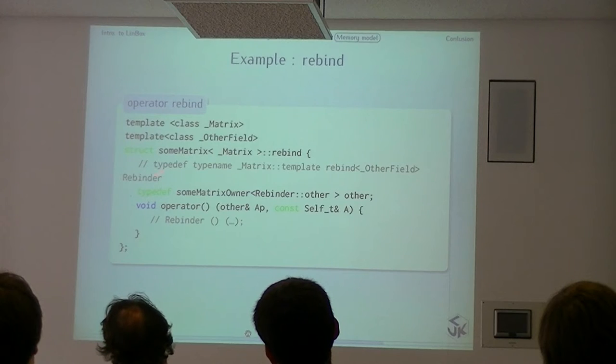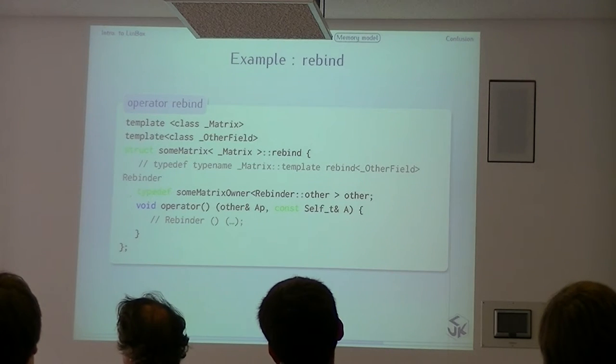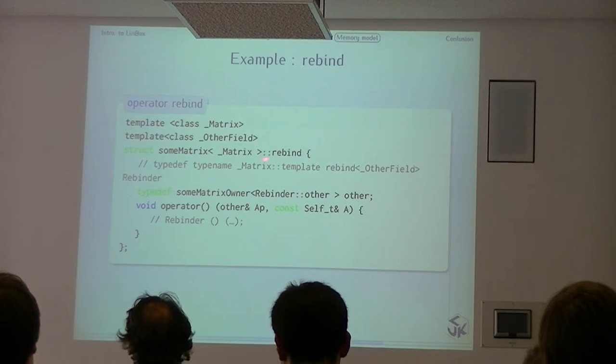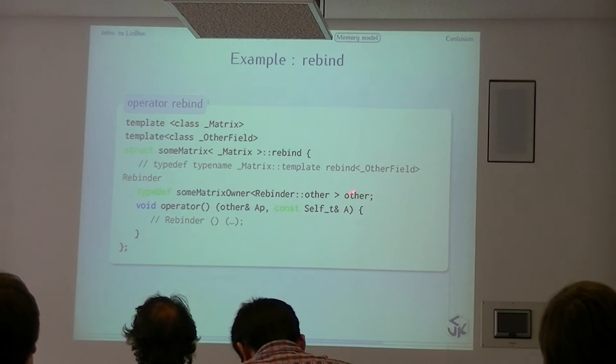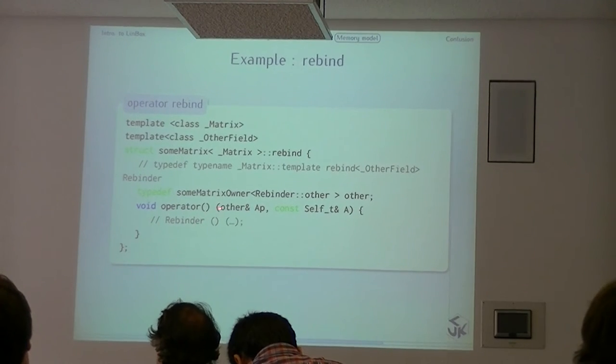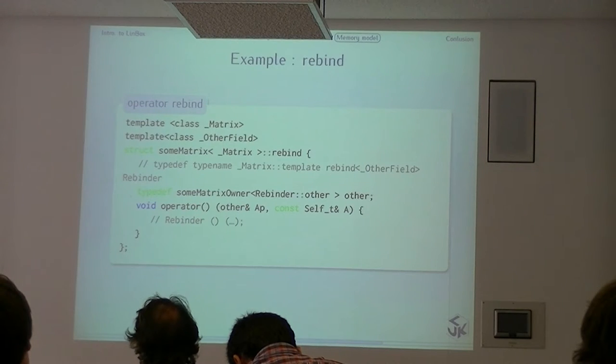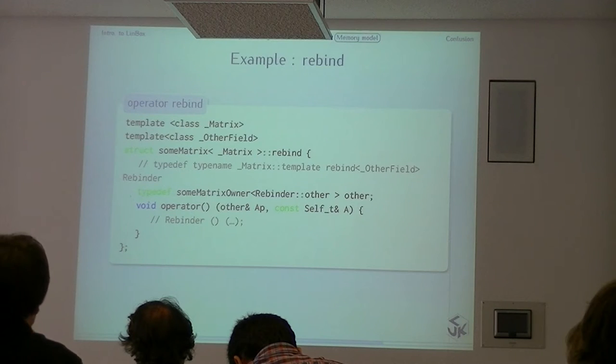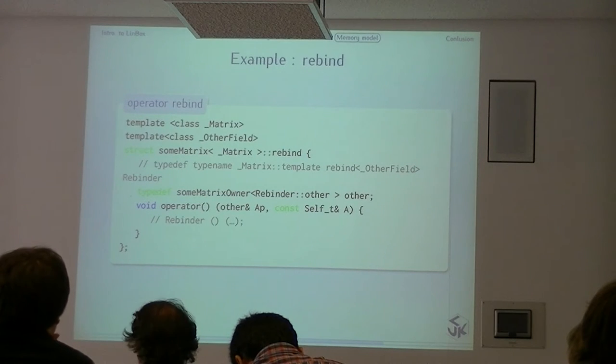This is some code of how we implement the rebound operator. The rebound operator just means to know what it is rebounding to, that we always call other. And it has an operator bracket. This operator bracket is not in the C++ standard, but we add it because it's convenient for us. And this operator will do the rebounding.